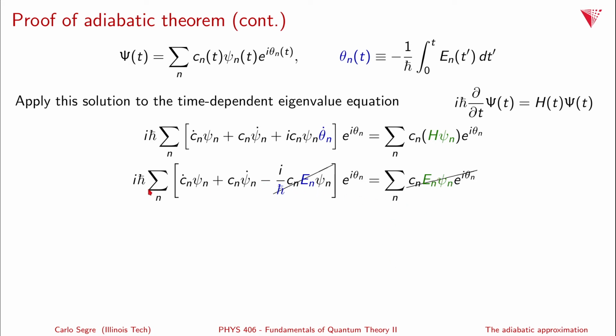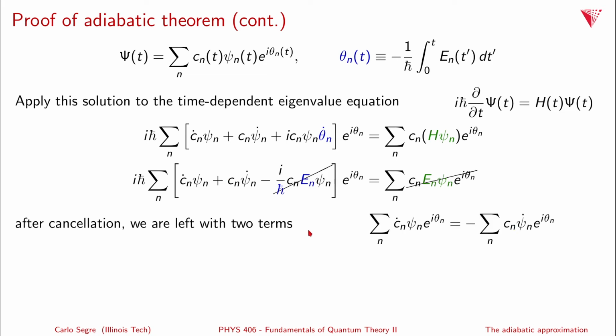Clearly, we can erase, because these are all within the sum, this term is exactly equal to this term. They can be canceled. We're then left with two terms, this term here and this term here. So we can then bring one over to the other side, and we get the sum over n, c sub n dot psi sub n e to the i theta sub n is equal to minus the sum over n, c sub n psi sub n dot e to the i theta sub n. This is the equation we have to solve.